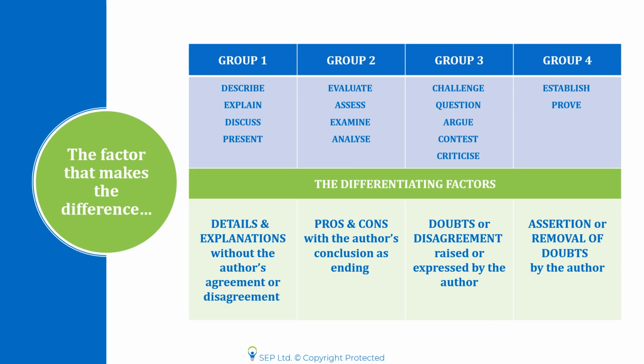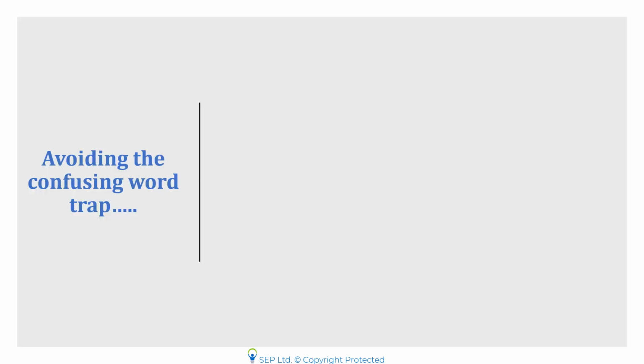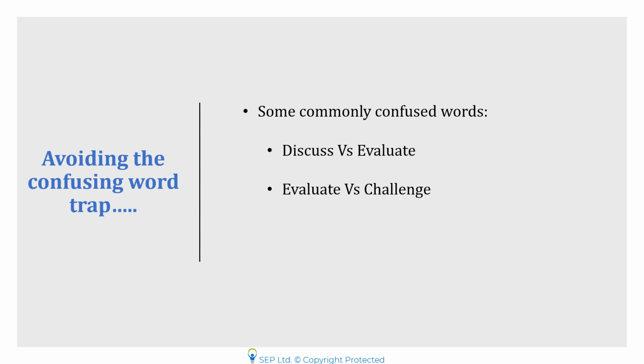So let us see which of the groups are the most commonly confused ones. Generally, the confusion exists between the words of group 1 and 2, or group 2 and 3, or group 1 and 4, and so on. We have taken these groups as examples because of their common occurrence. You can easily figure out the difference between any two other combinations by understanding the underlying differentiating factors that we have discussed earlier.